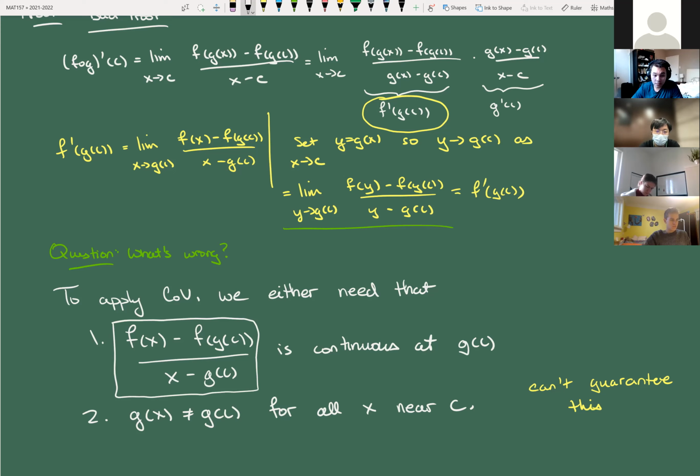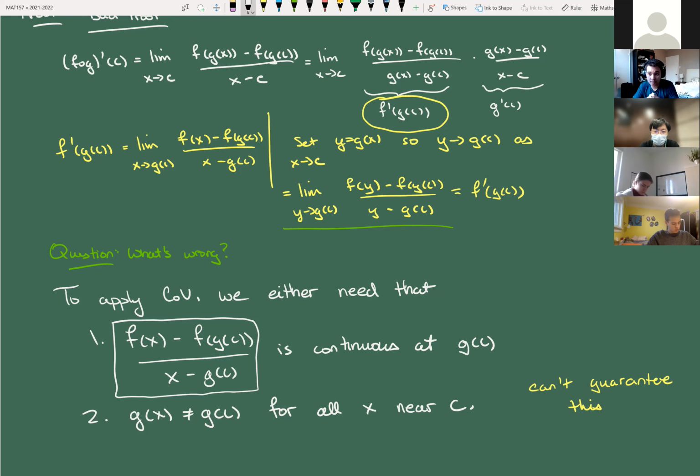Does everyone agree? Because if you plug g of c into this function, what does continuity mean? I should be able to plug g of c in and get out the value of the limit, but I can't plug g of c into this function because I would get 0 divided by 0. So this function isn't continuous. However, what type of discontinuity does this function have at g of c? It is removable. Exactly.